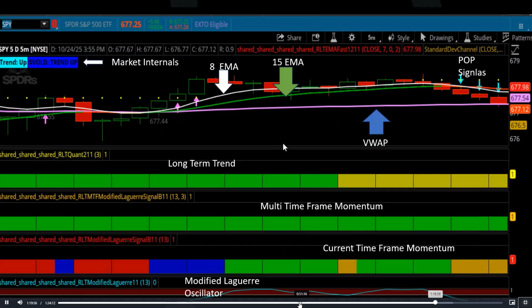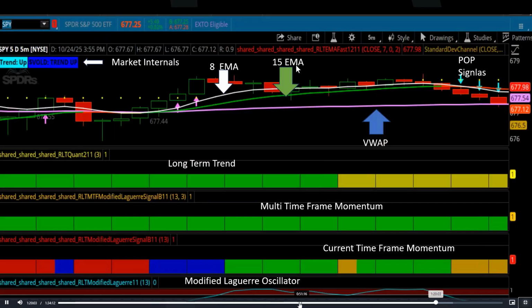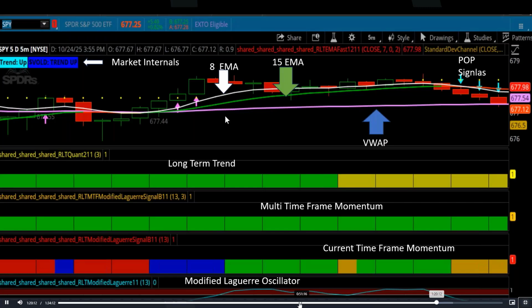Okay. Again, this was the old one. This is the new one. This is the one that I don't use anymore, but some folks are still using it. It has the 15 and it has the VWAP. It does not have the 8 on it. We use the 8 now. And again, the 8's very helpful because a break of the 8 up to the 15 is a buy signal.